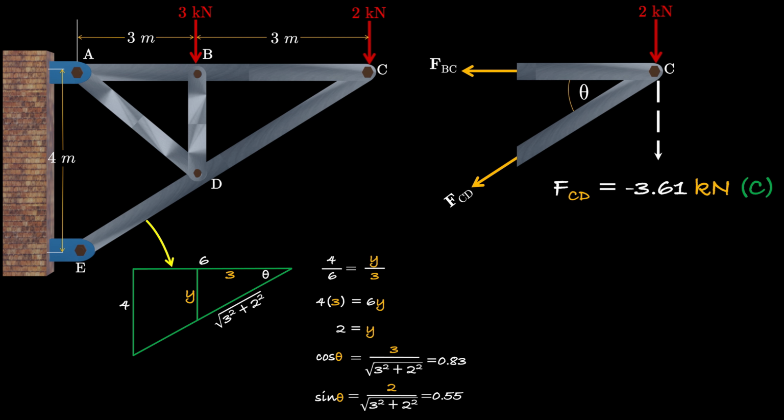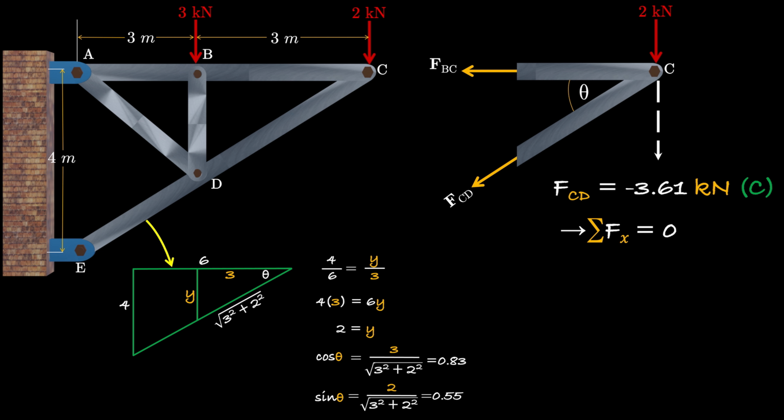So first of all, we start by writing our static equilibrium equation. All the forces acting along the x-axis should equal 0. So if we look at the force that we have, which is 2 kilonewtons, it's acting perpendicular to BC. So that means it has no effect on the member BC.